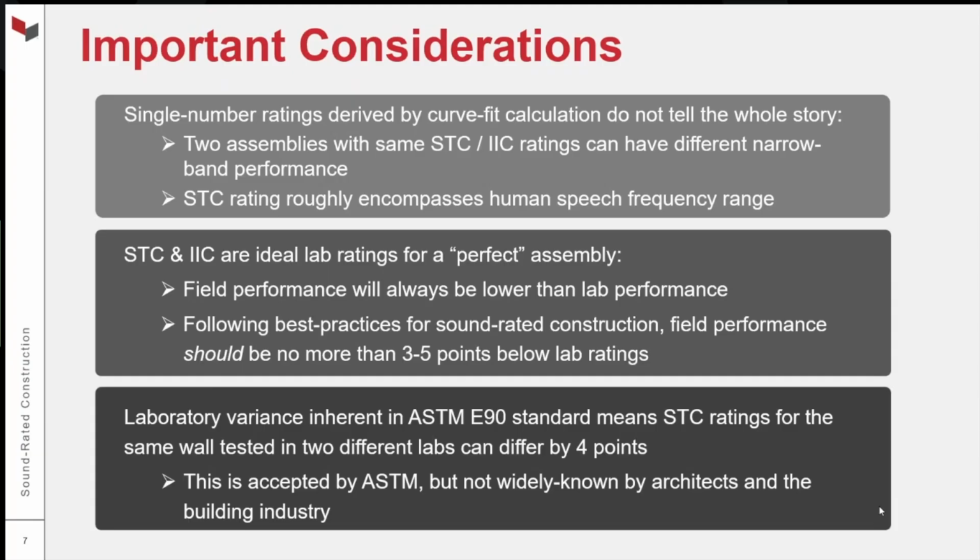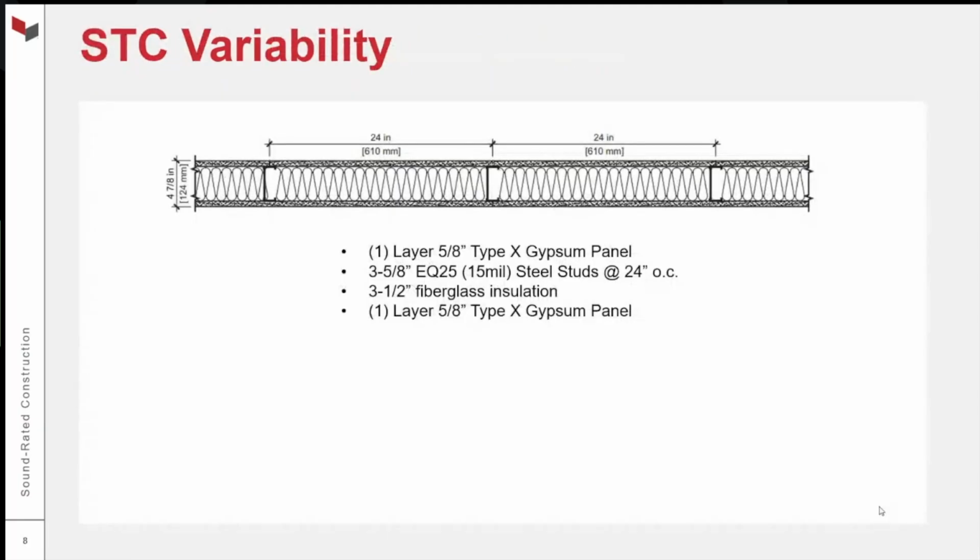Just for ASTM E90, which is the airborne sound transmission test, the accepted laboratory variance, the reproducibility between laboratories, means that if you test the exact same wall in two different labs, the STC rating could differ by as much as 4 points. This is very well known within ASTM and by acoustical engineers and consultants, but it's less widely known by the design and building construction industry. So I want to hang on that point a little bit more. I'll show you an example of this variability.